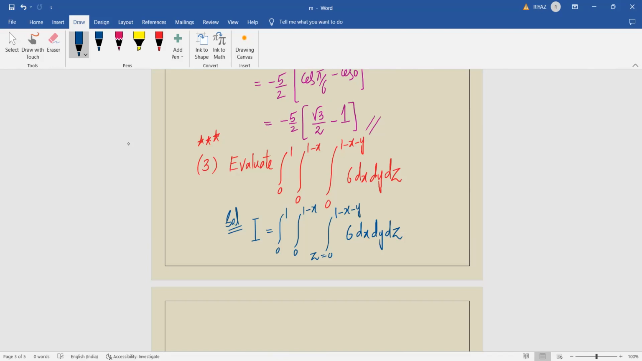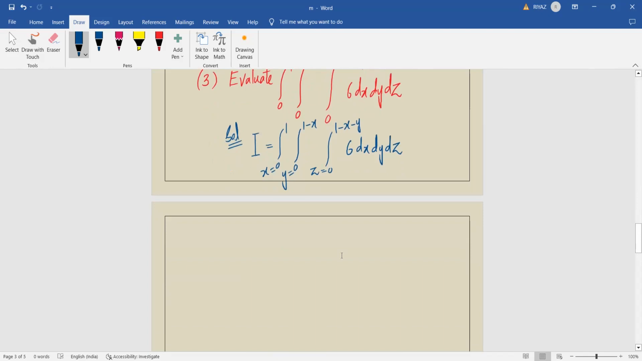Now you see, it is the limits of what? Already z is over, two more are left, y and x. So it is in terms of x, which limit? Y limit, of course. Then the last one is x. You have to mention it compulsorily. Now integrating with respect to z. Integrating with respect to z. Is it understood?